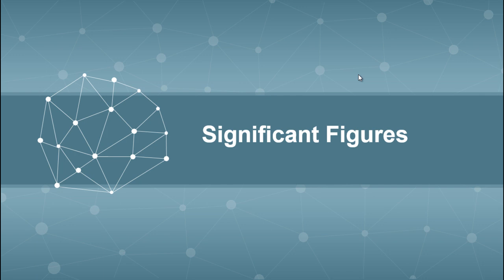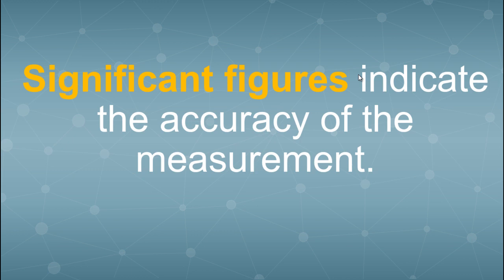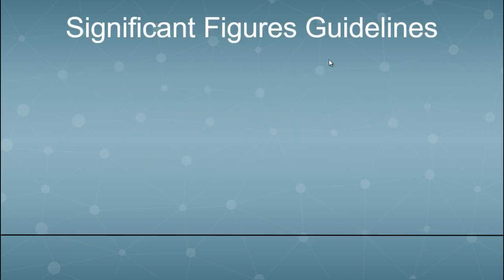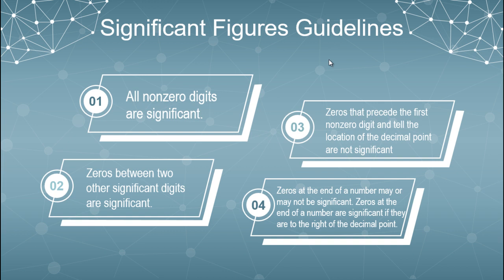Now, significant figures. Significant figures indicate the accuracy of the measurement. Now, we have different guidelines in identifying the significant figures, or how many significant figures there are in a given number or measurement. Number 1, all non-zero digits are significant. Number 2, zeros between two other significant digits are significant. 3, zeros that precede the first non-zero digit until the location of the decimal point are not significant. 4, zeros at the end of a number may or may not be significant. Zeros at the end of a number are significant if they are to the right of the decimal point.